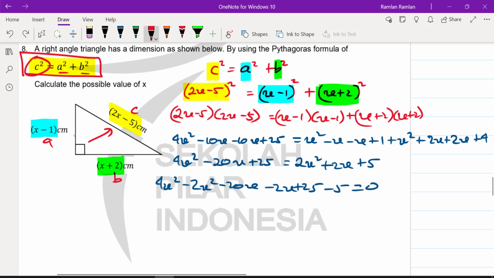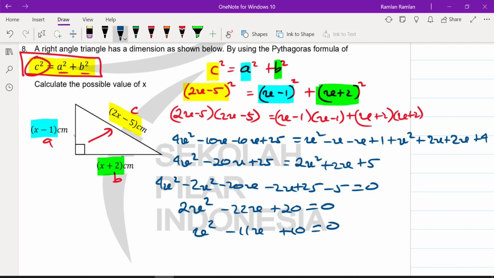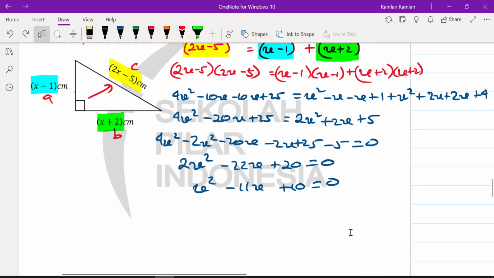Then again, we're going to combine all of them. There will be 4x squared minus 2x squared, which is just 2x squared. And then minus 20x and minus 2x, there will be minus 22x. And then there will be plus 20 equals to 0. Again, guys, you can use the calculator to solve this, but I'm going to divide all of them by 2. It will be x squared minus 11x plus 10 equals to 0. You don't have to do this, but you can. Just put everything in the calculator and you will get x1 and x2.